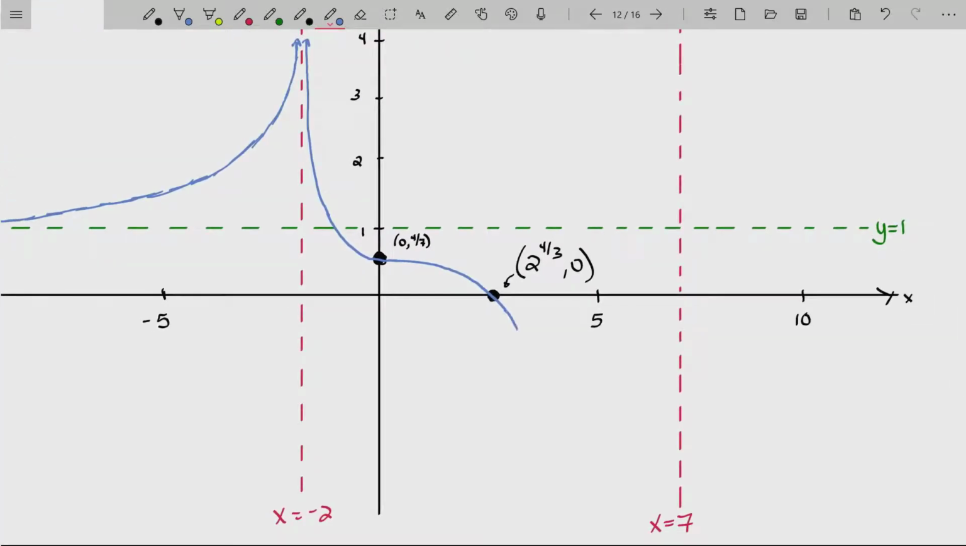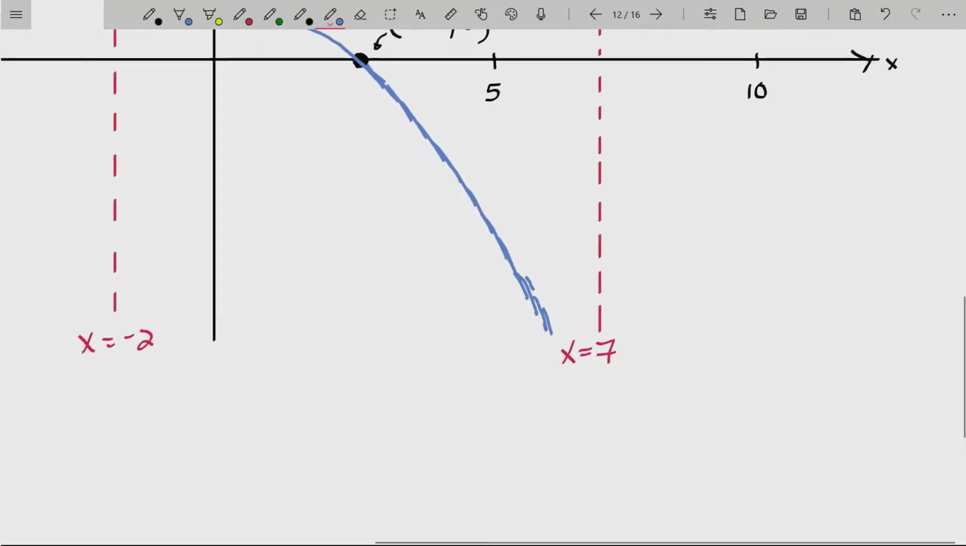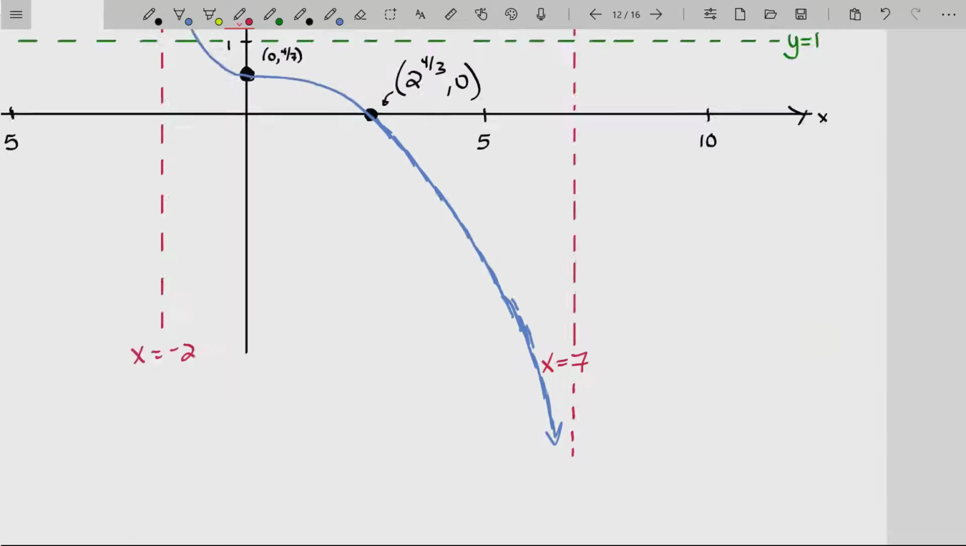Once you get through there, you have a couple choices. Continue down or go back up. Well, you don't have another X-intercept, so it's not going to go back up. So therefore, it's just going to go down from there. And it's going to want to eventually start hugging that vertical asymptote. The unfortunate piece is that I didn't draw the vertical asymptote long enough, so I need to extend it down a little bit. But there you go.